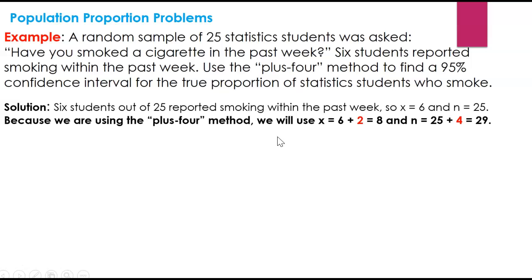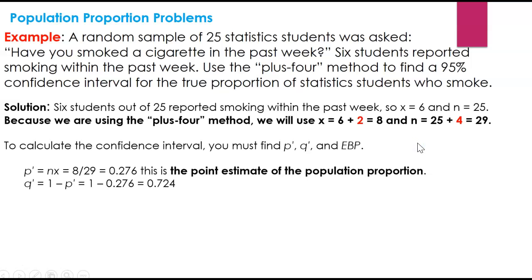Our solution is this. 6 students out of 25 reported smoking within the past week. So x is 6 and n is 25. Because we're using the +4 method, we'll use x equals 6 plus 2, which is 8, and n equals 25 plus 4, which is 29. To calculate the confidence interval, you must find p prime, q prime, and the EBP as before.